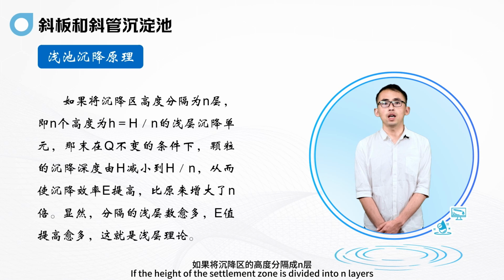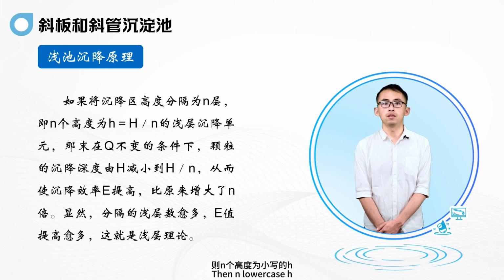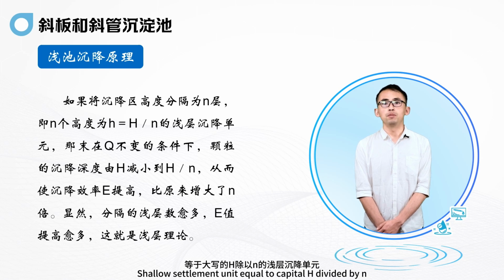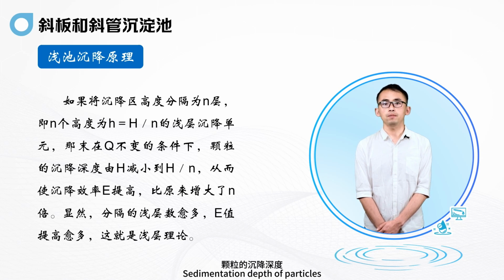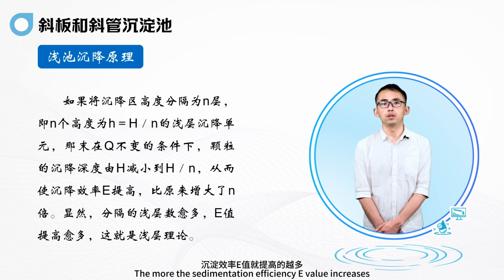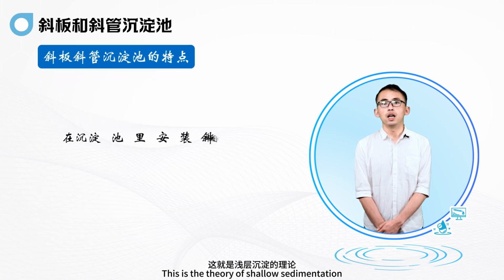If the height of the settlement zone is divided into n layers, then the shallow settlement unit height, lowercase h, equals capital H divided by n. So, under the condition that Q remains constant, the sedimentation depth of particles is reduced from uppercase H to H over n. Thus, the settlement efficiency E is improved, increased by n times compared to the original. Obviously, the more shallow layers separated, the more the sedimentation efficiency E increases. This is the theory of shallow sedimentation.